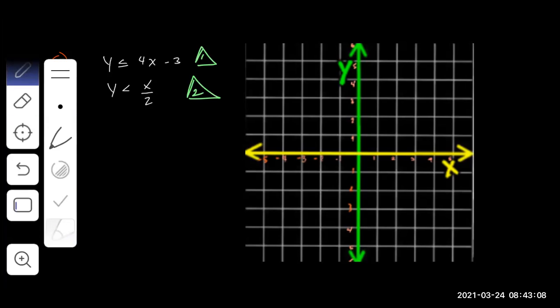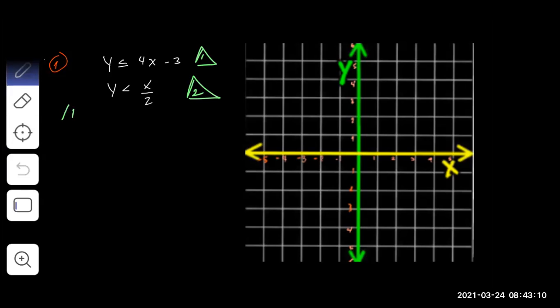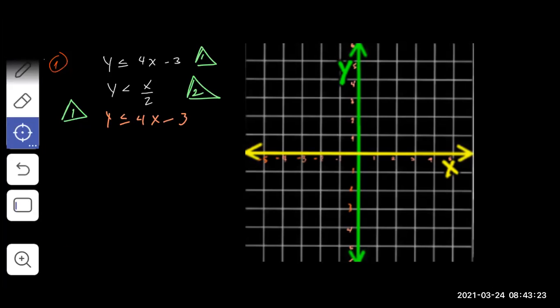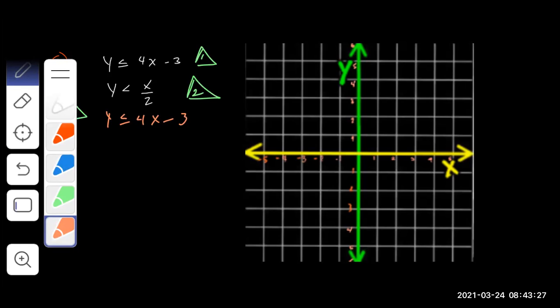Okay, let me take the first one, right here. And let me copy it. Let me copy my first inequality, which is y less than 4x minus 3. The first thing, when you're graphing a linear or non-linear inequality or equation or whatever it is you're trying to graph, you will have to solve for y. That's the first step.